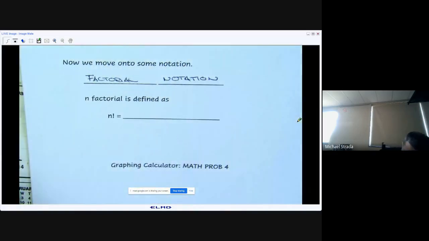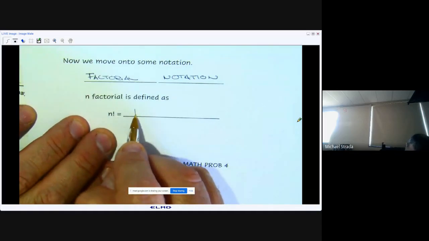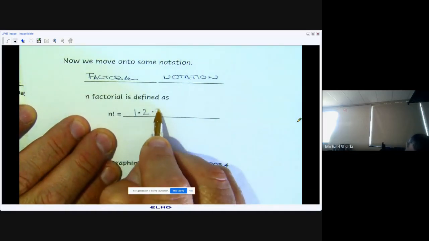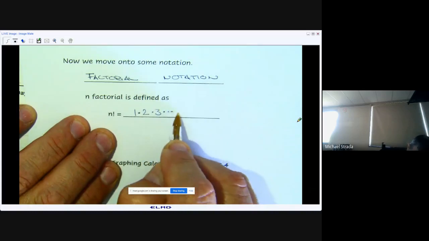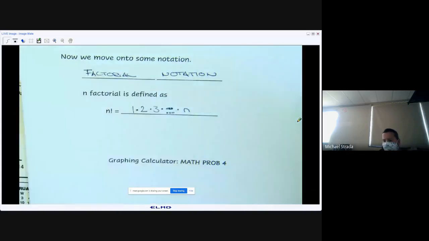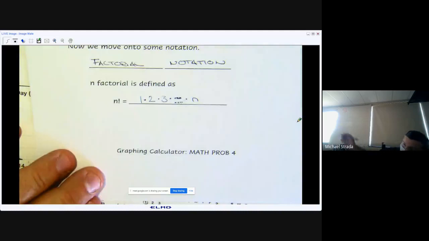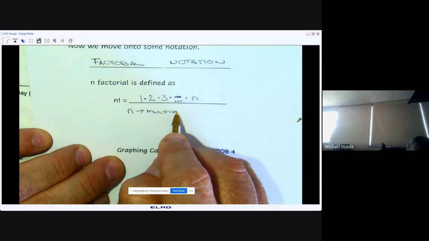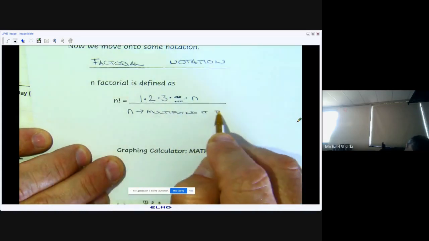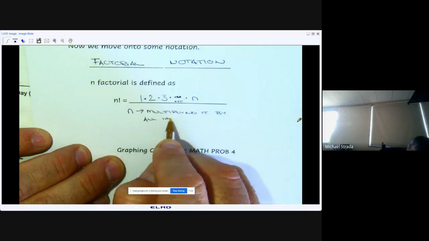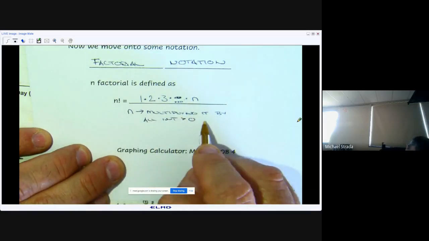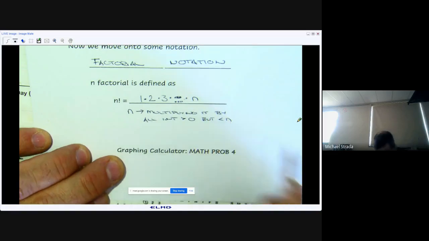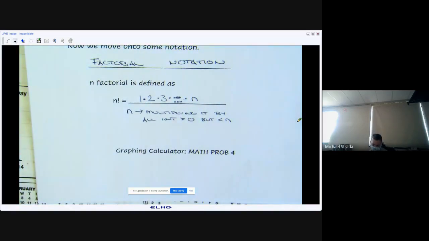N factorial, written n with an exclamation point, is defined as 1 times 2 times 3 times ... times n. All you're doing is taking n and multiplying it by all integers greater than 0 but less than n. N factorial means you multiply n by all integers greater than 0 and less than n.